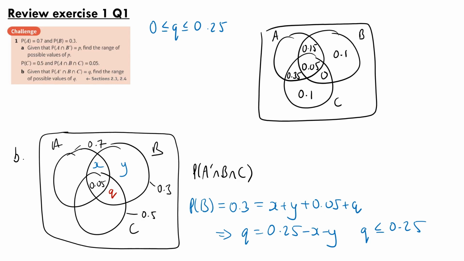So if the probabilities in A are to sum to 0.7, that means we need this probability here to be 0.15. And then the probability overall has to be 1. So if we sum up all the probabilities inside the Venn diagram, we've got 0.3, 0.35, 0.7, 0.8, 0.9. So 0.1 needs to go in the outside, and that is possible. So the lower bound is actually just 0, and the possible values of q then are 0 is less than or equal to q is less than or equal to 0.25.